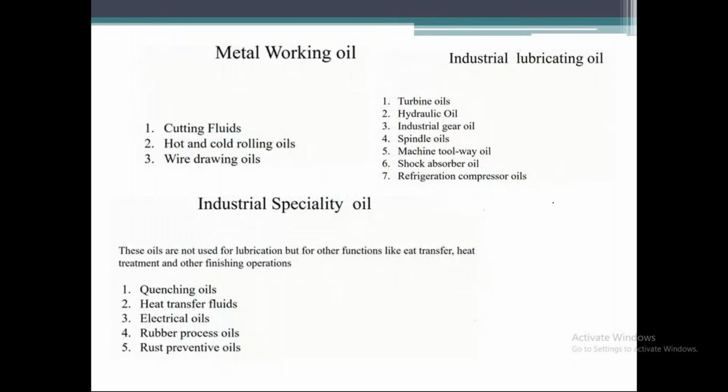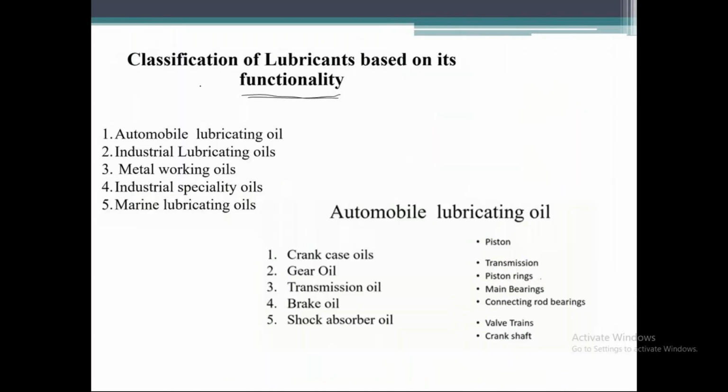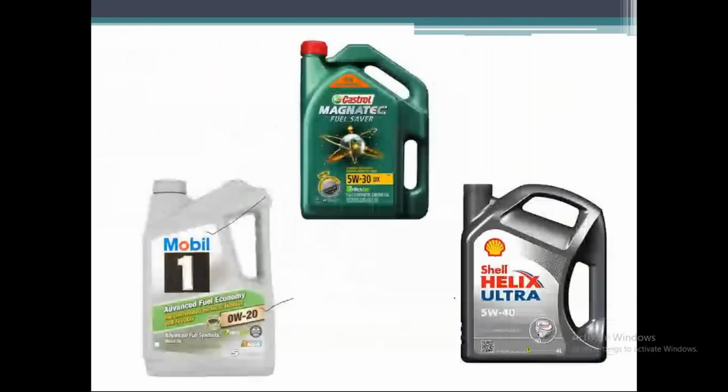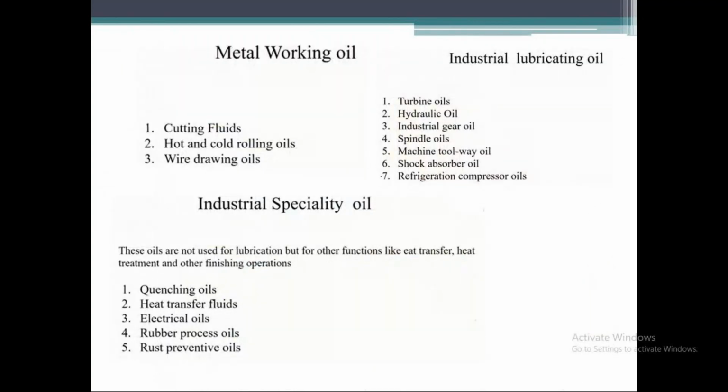So coming back, we have stopped here, right? We have seen the classification of lubricants based on functionality: automobile lubricating oil, industrial lubricating oils, metal working oils, industrial specialty oils, and marine lubricating oils. In automobile lubricating oils, we have seen the main classification. We took an example and evaluated that. Now we will move on. What are the other lubricating oils?